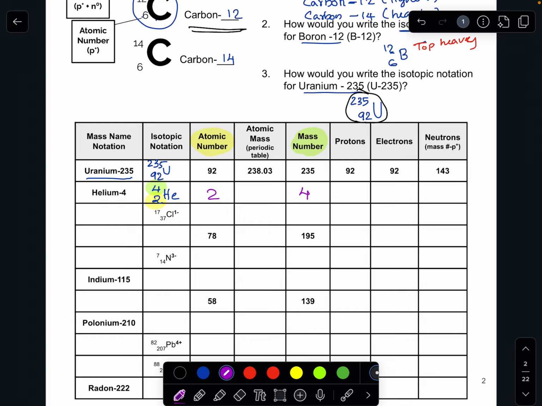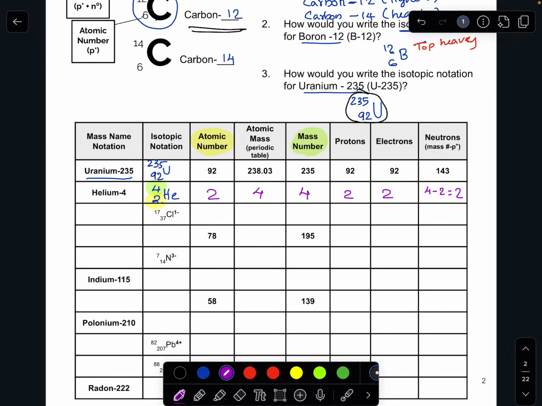Okay, since you know the atomic number, go fill it in. Because it is a neutral atom, protons and electrons are the same. Then neutrons will be the mass number minus the atomic number, that will be what? 2. Now you have to look at the periodic table and see the atomic mass, which is the number given below each element, that will be 4.